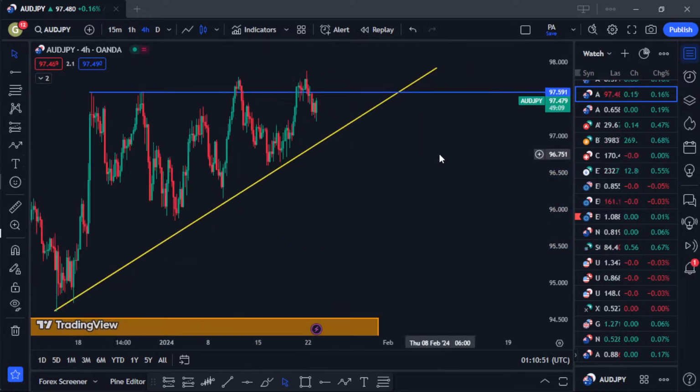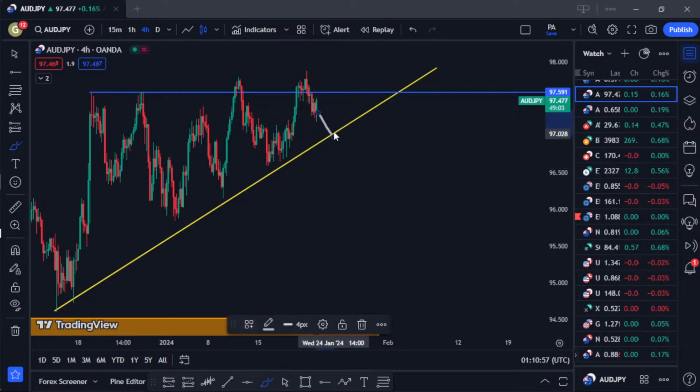So for this reason, I'll be waiting for a buy opportunity in this market, if this market should come back to retest this yellow line below here again. If the market should come and retest this yellow line, then I'm going to place a buy order immediately. So for that, let me give the entry details for Australian dollar JPY.